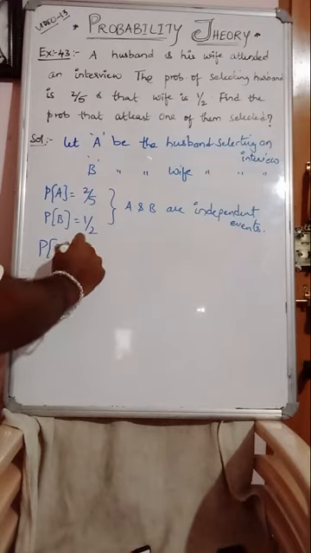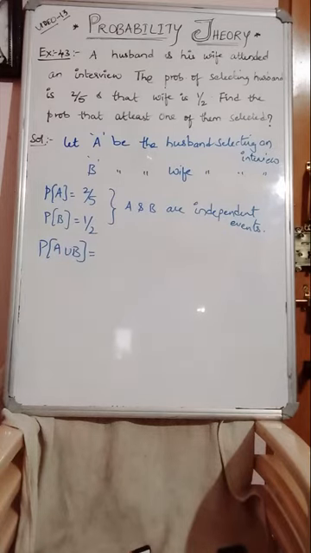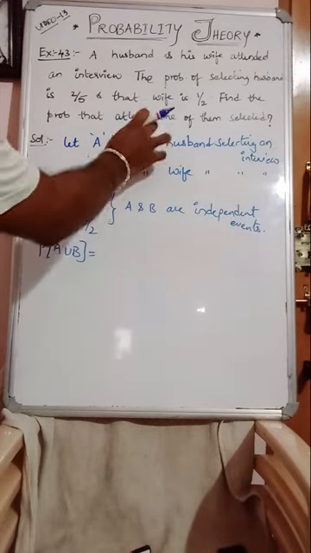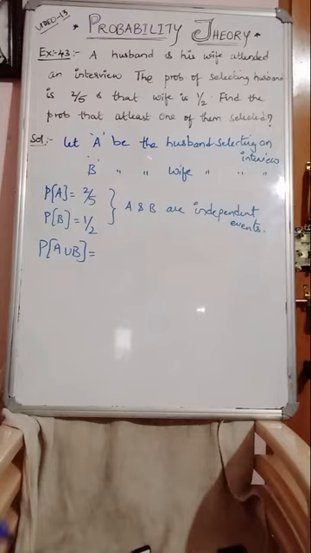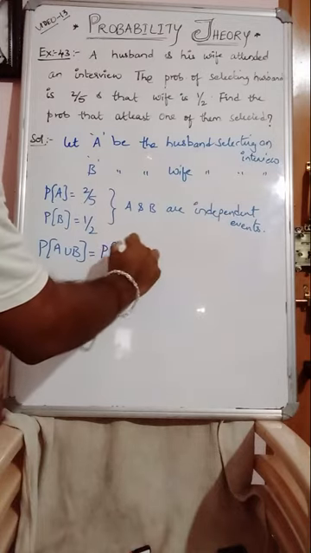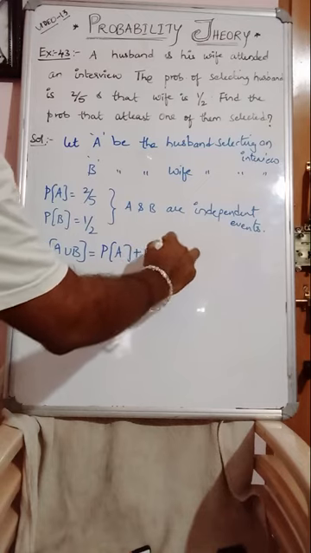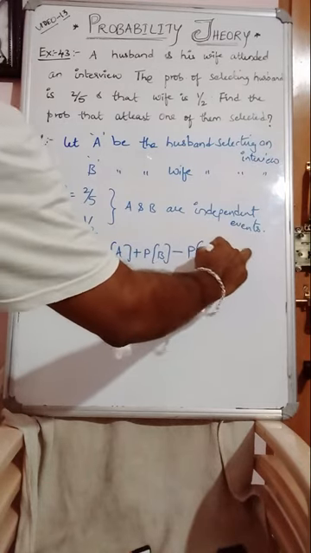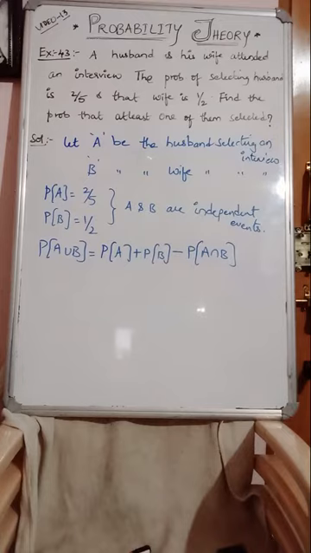What the question asks is P of A union B. They said they are independent, but the question is asked about at least one of them being selected. At least one of them selected means probability of A selected plus probability of B selected, or probability of A and B both. Right? Now, somewhere you have seen this formula. What is it? This is the non-mutually exclusive case. They are attending the same interview. There is a connection between A and B, as well as a relation, right?